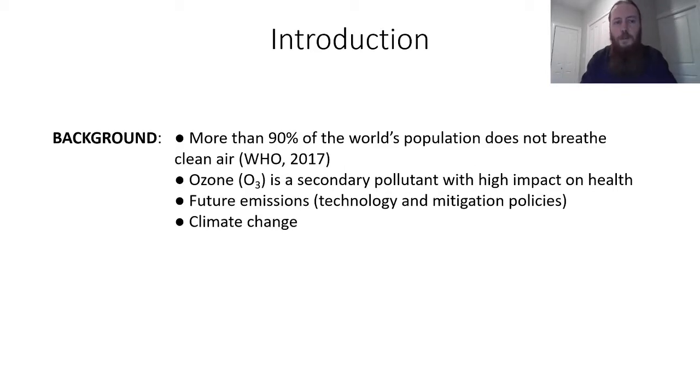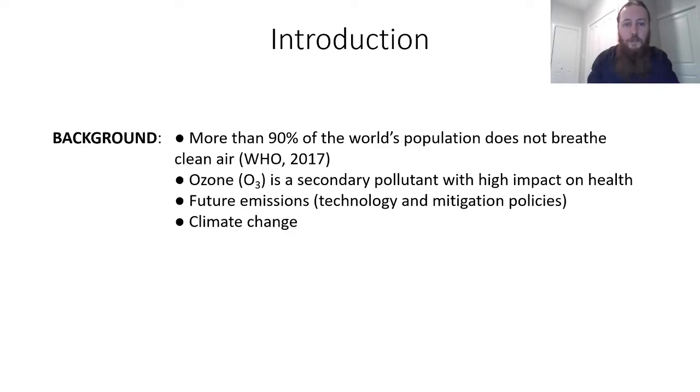Before I start, I want to show a quick background. More than 90% of the world's population do not breathe clean air. So we have primary pollutants, which are pollutants directly emitted to the atmosphere, and we have secondary pollutants. Secondary pollutants are a product of primary pollutants and some background concentrations in the atmosphere. For example, ozone is a secondary pollutant with a high impact on health.